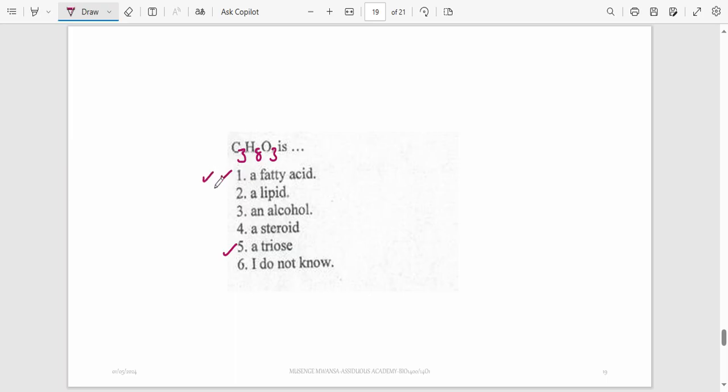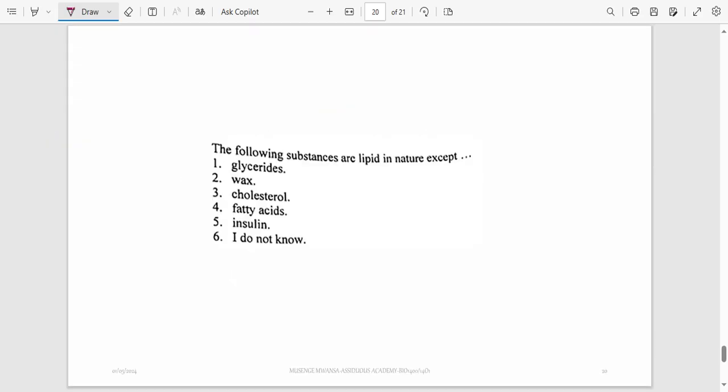Okay, Wilfred says lipid. Remember, a triose is supposed to follow the formula C1H2O1, so it is C3H6O3. This one they've given here, what is the specific name of the lipid? It's glycerol. Very good. Glycerol.